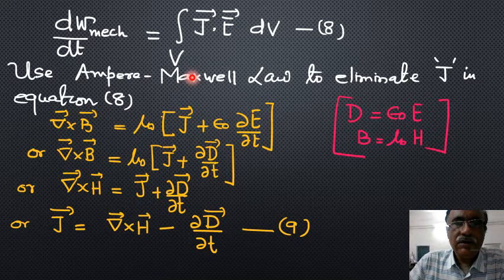Now in this expression 8, we have to replace J, and this can be done by using the Ampere-Maxwell law to eliminate J. Curl of B is mu 0 into J plus epsilon 0 into del E by del t, or curl of B is equal to mu 0 into J plus mu 0 into del D by del t, where D is epsilon 0 E. If we take mu 0 on the left side, we get curl of H equal to J plus del D by del t, and taking J on one side, J is equal to curl of H minus del D by del t.